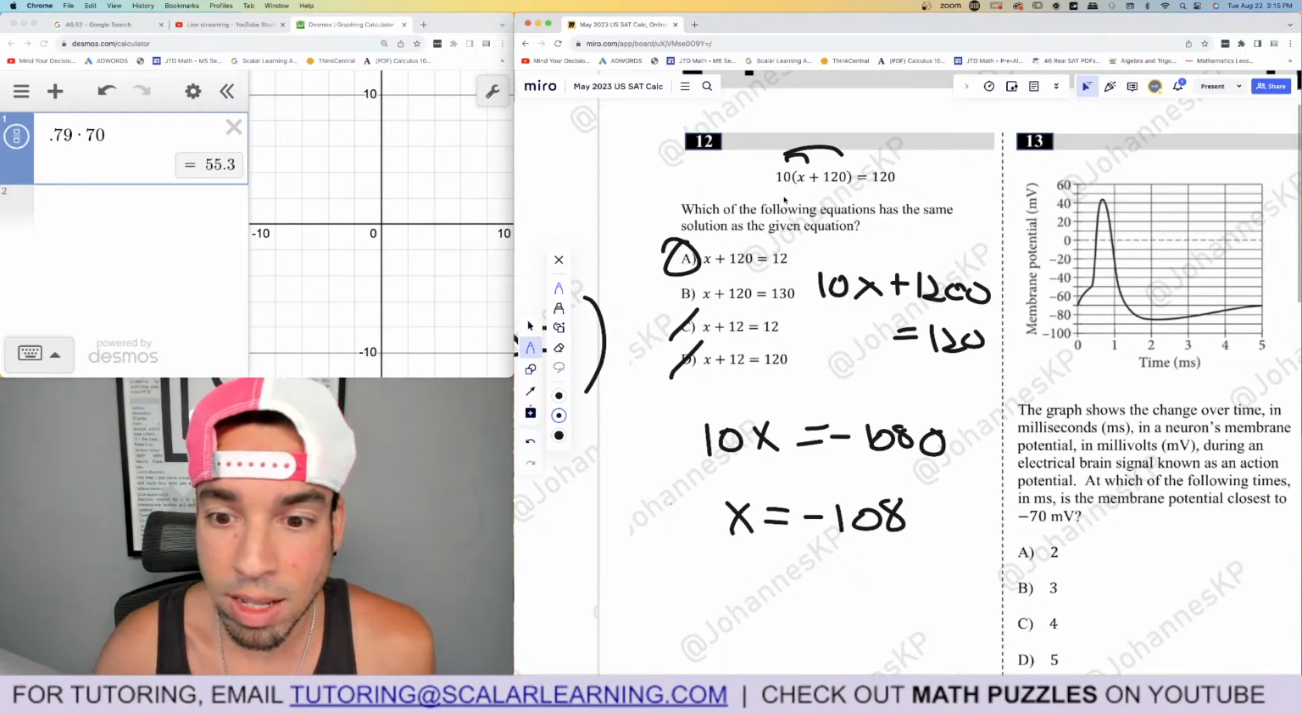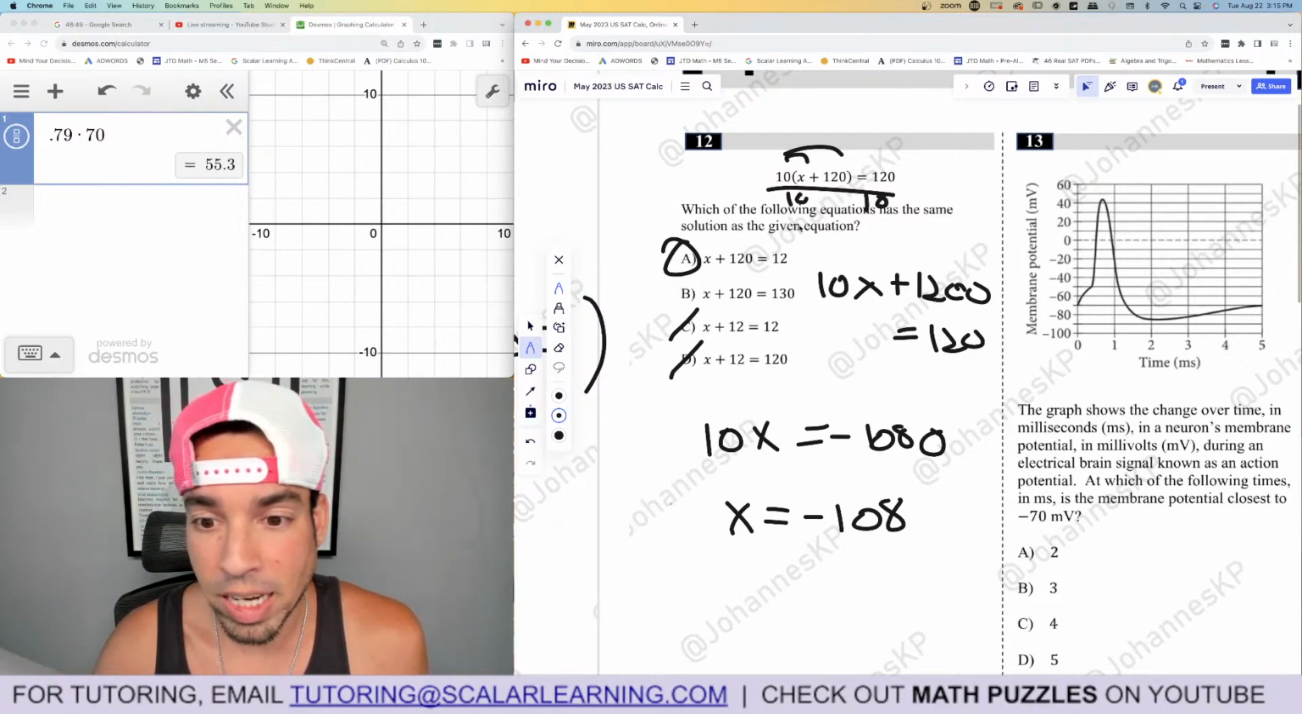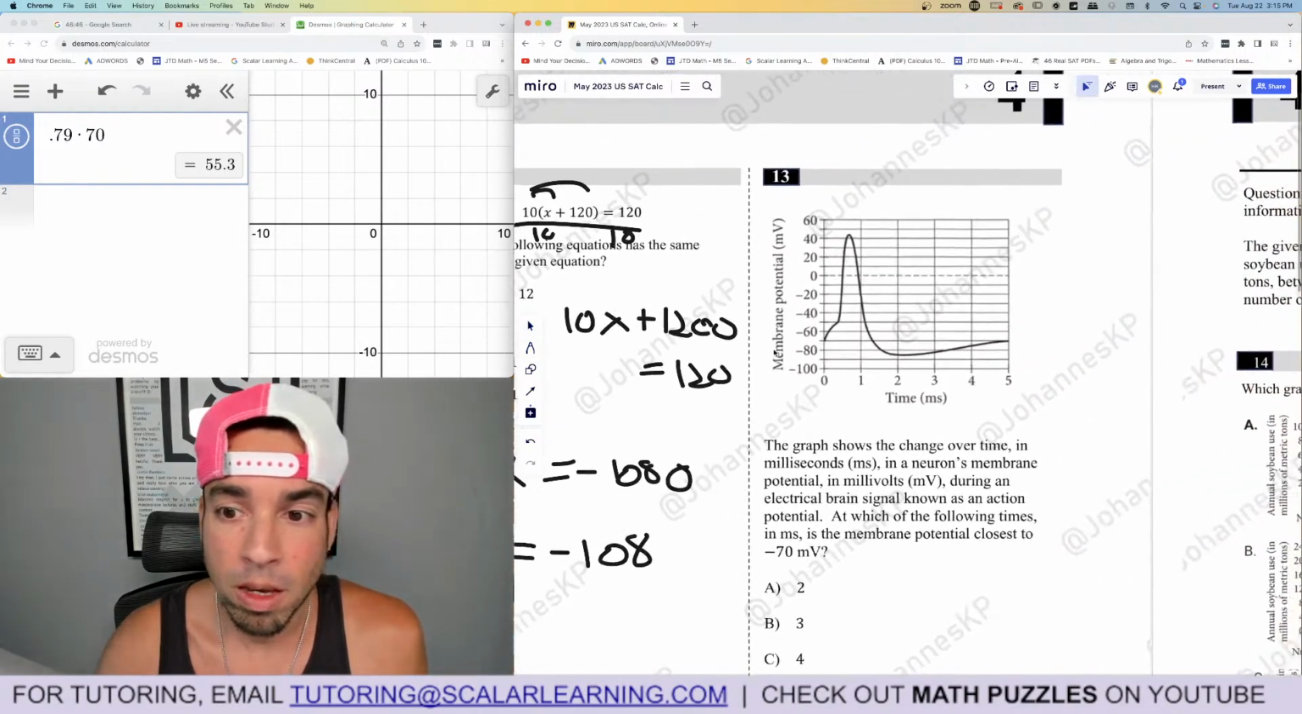And let me just see. And then the other way to do it, well, actually much easier, what they did was they just divided both sides by 10. And then you get x plus 120 equals 12. Boom, done. All right, 13.